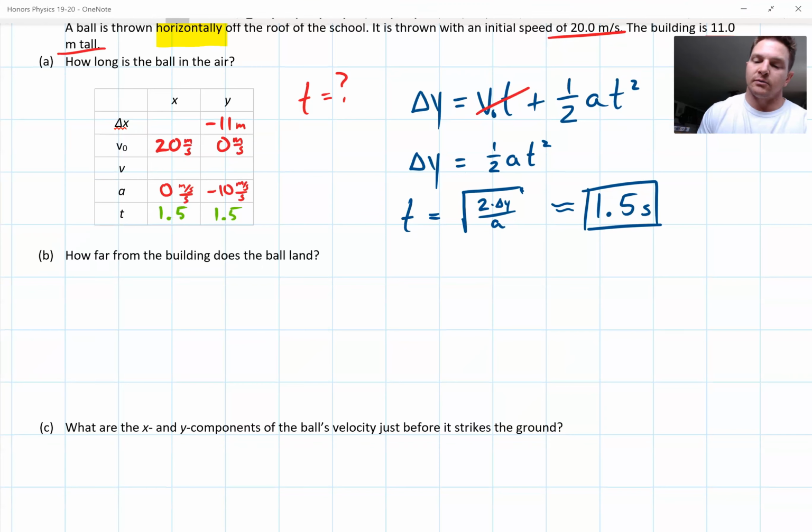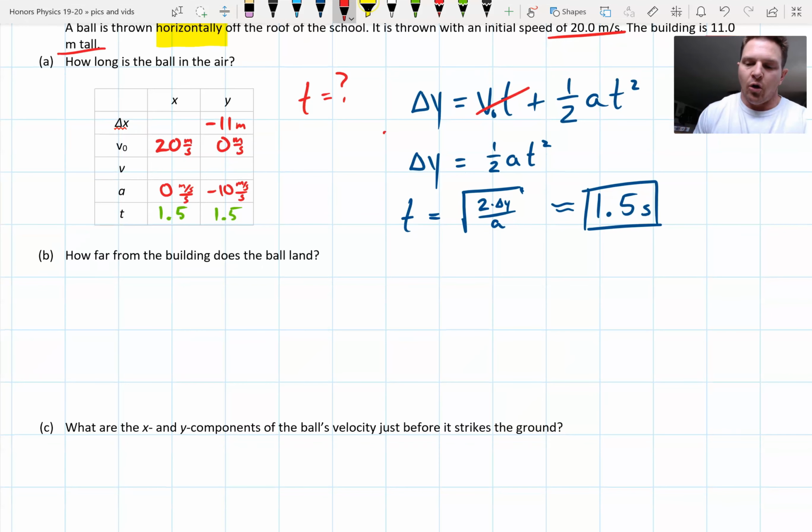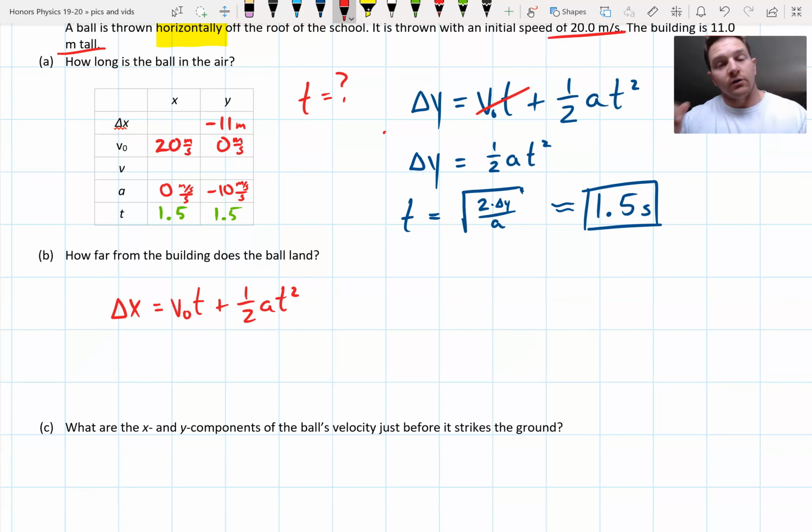Because I'm doing the x direction, I can only use numbers from the x column. We can use the same equation, since it has all the same variables I'm trying to solve for: change in x position. Remember, in the x direction there's no acceleration. It's constant velocity to represent that motion. So if there's no acceleration, this whole last term goes away.